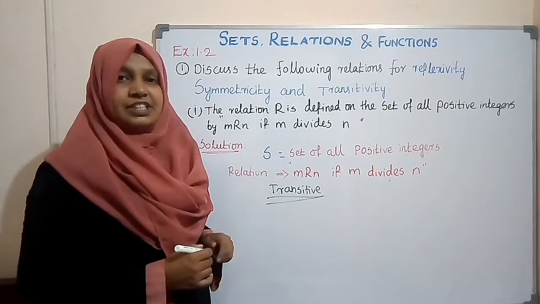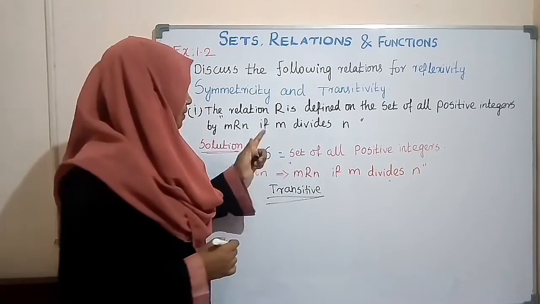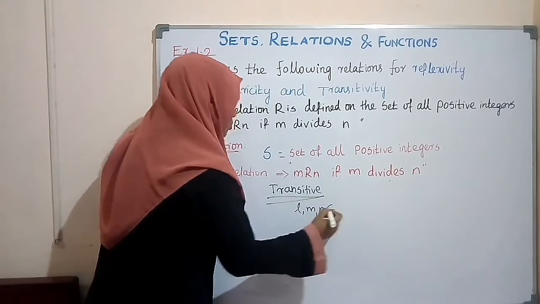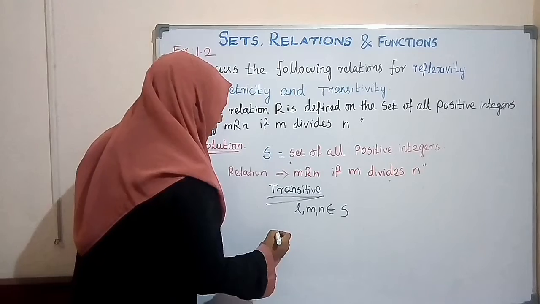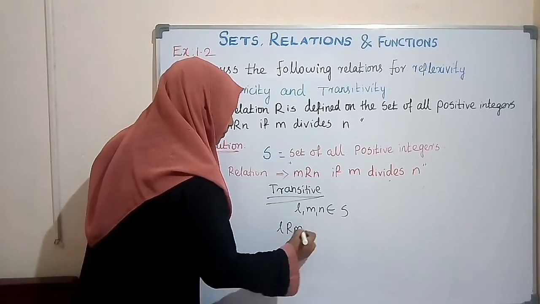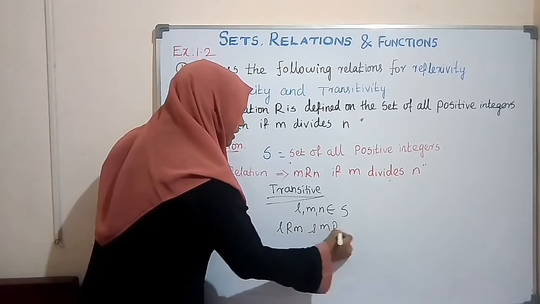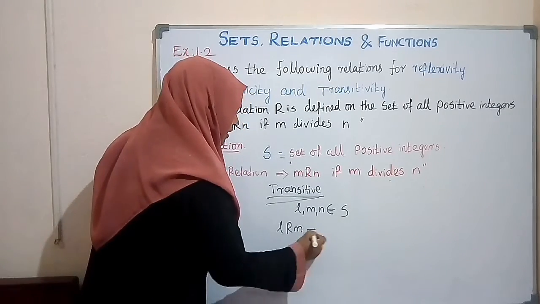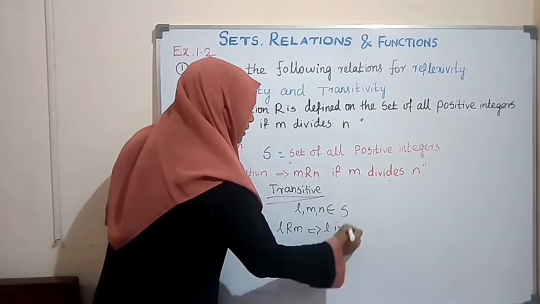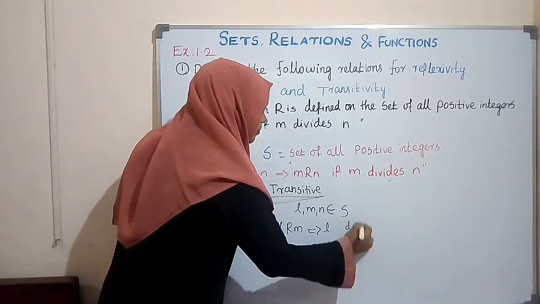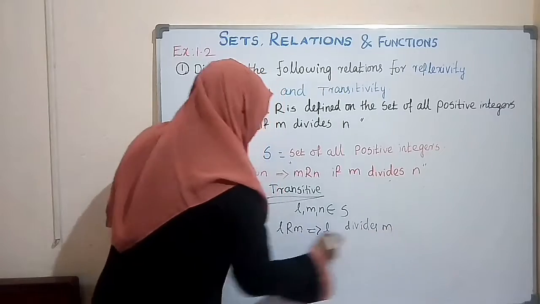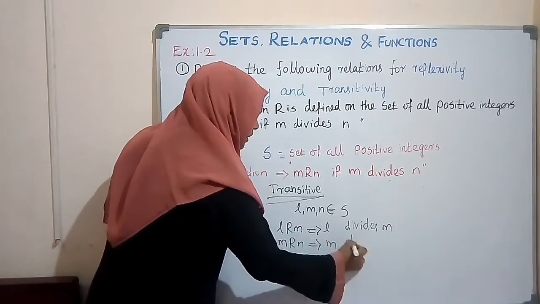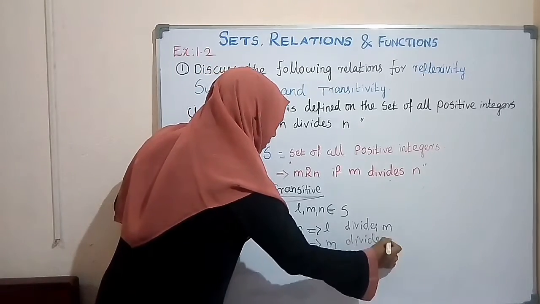For transitive relation, we can consider three elements from the given set. That is l, m, n belong to S, and we can write l relates m and m relates n. What's the meaning? l relates m means l divides m, and m relates n means m divides n.